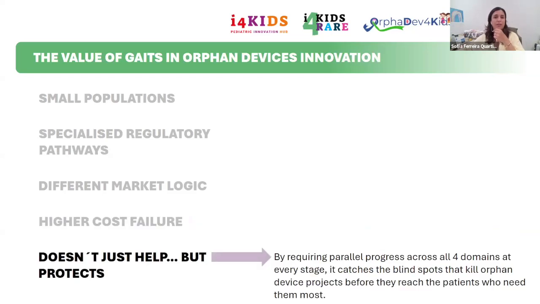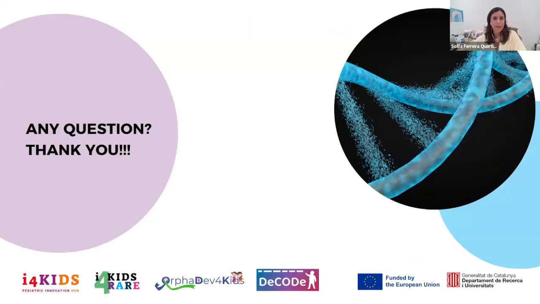And if we go to the last point, this is why we say that GAITS is more than just making new devices for orphan diseases. It really protects patients by making sure that progress is made in all the 4 areas at every stage. It finds problems before they become really serious and before they reach patients who need solutions the most. So I hope you learned something from the GAITS methodology.